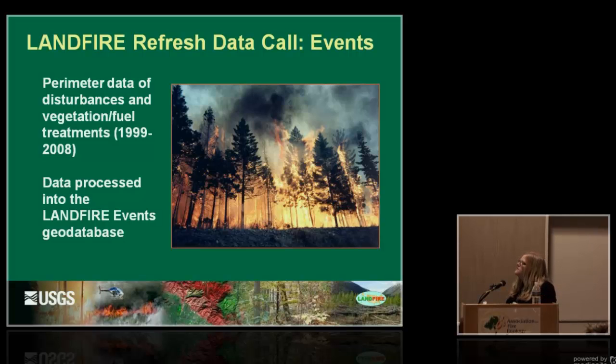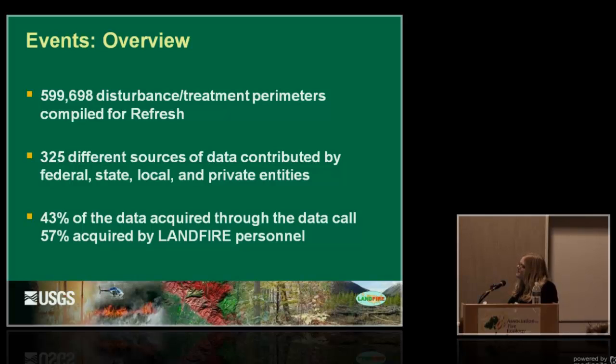There are about 599,000 disturbances and treatment perimeters compiled for refresh. These came from 325 different sources of data that were contributed by federal, state, local, and private entities. If we look at all the data we have archived in the events layer, we find that 43% was acquired through the data call and about 57% was acquired by LANDFIRE personnel, once again searching web-based data clearinghouses or agency corporate database systems.